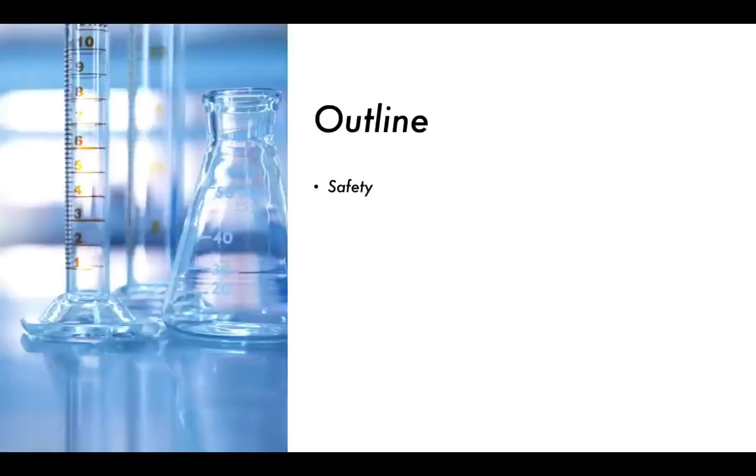So a little bit of an outline. We'll first be considering safety, which should always be our number one priority whenever we're doing any kind of chemistry, whether that be analytical or otherwise. We'll also be talking about some common analytical chemistry lab equipment, although some of this is relatively universal.